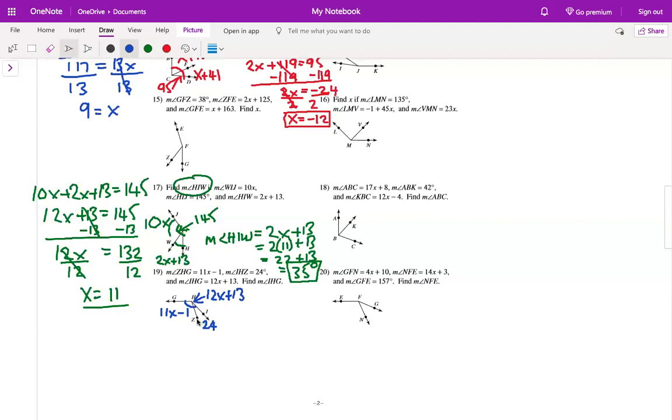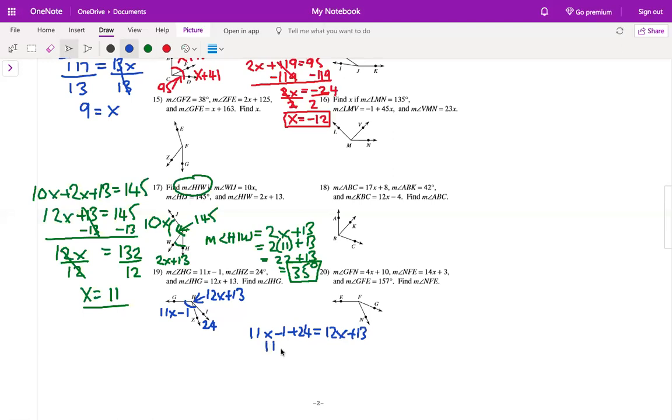IHG, oh, so this is the big one. We're still going to have to solve for x first because we don't know what x is. Once we have x, we'll be able to find the measure of the angle. Okay, so let's set up our equation. The two inner angles add up to the resulting outside angle. So we have 11x minus 1 plus 24 equals 12x plus 13.